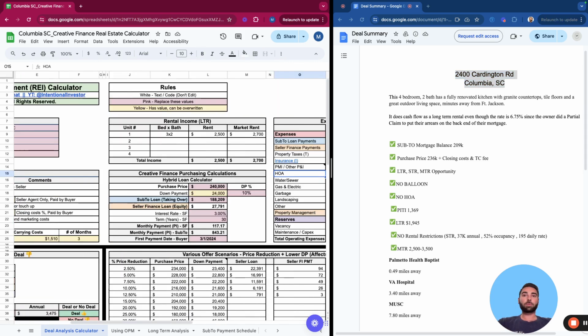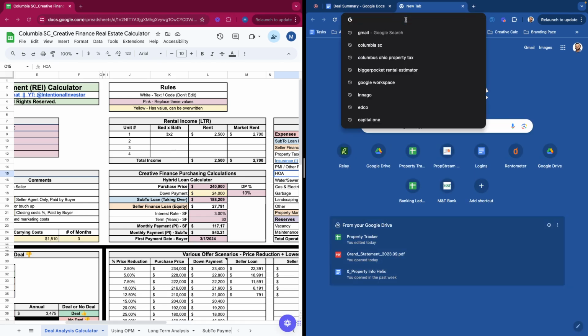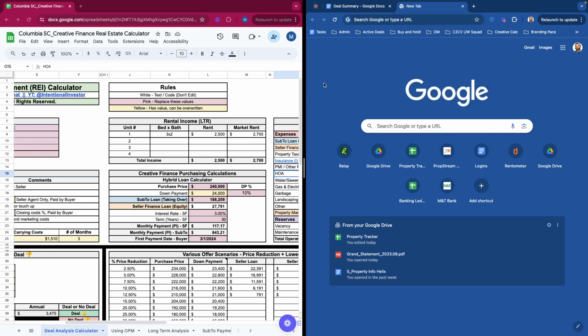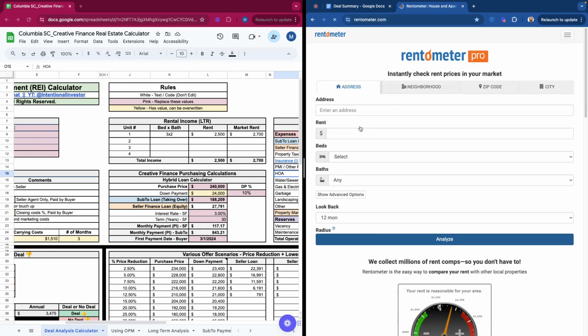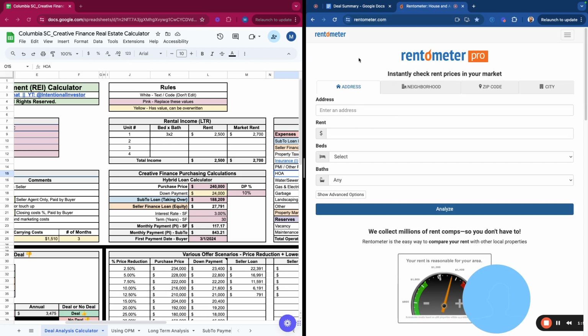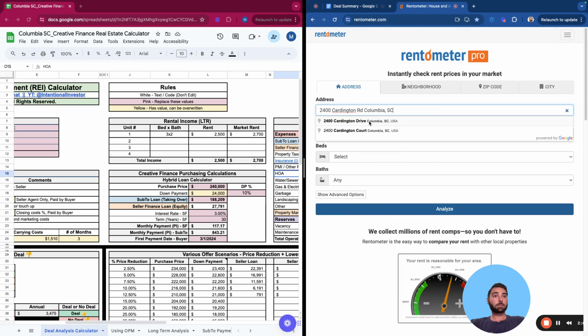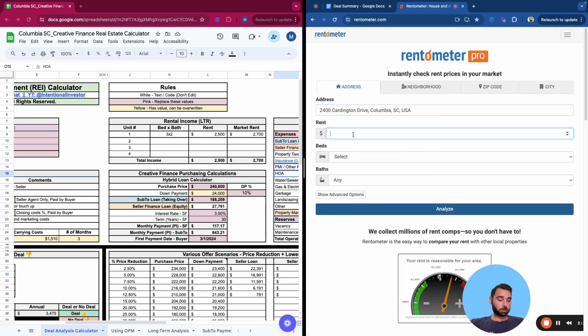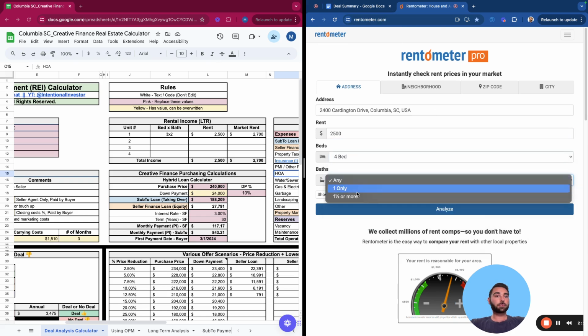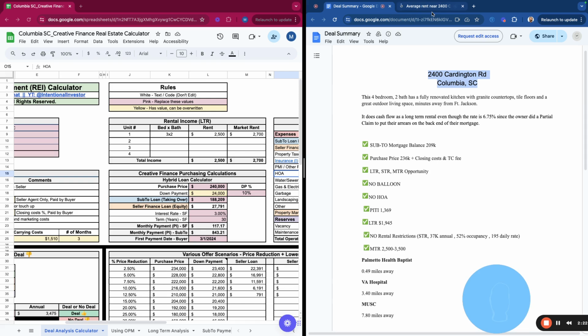Okay. We'll do the rental income. Well, let's get right into it. Let's go into, let's get the address. Let's just say, I don't know, 2,500, which probably is high for the area, but the tool will let us know. 4-bed, 1.5 bath, or greater than 1.5 bath.